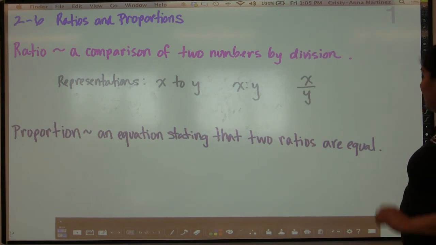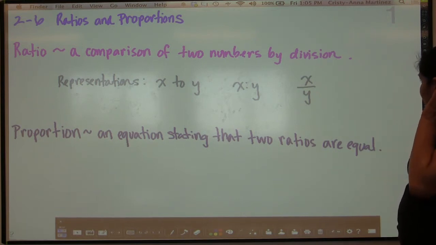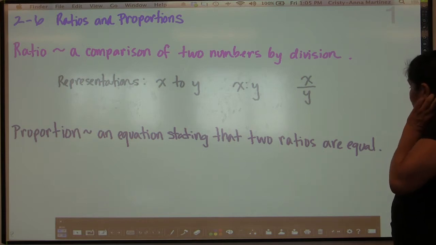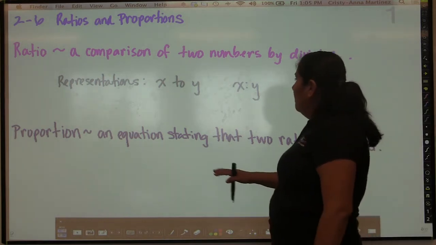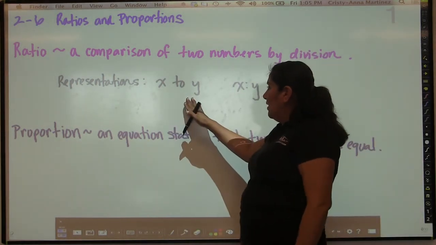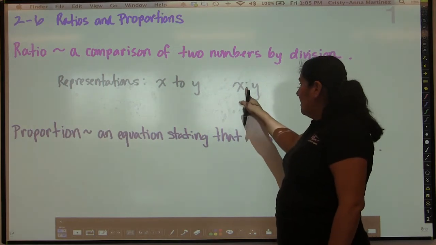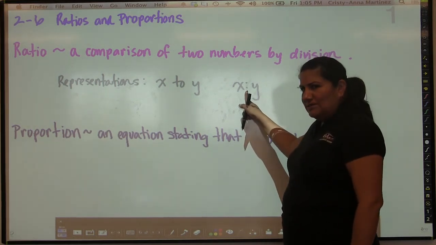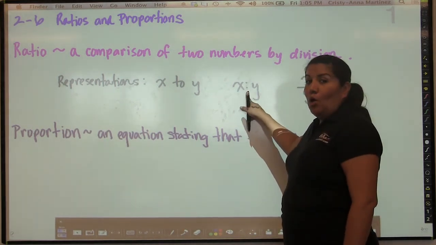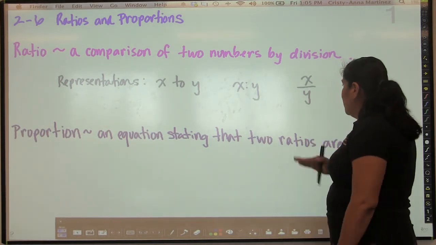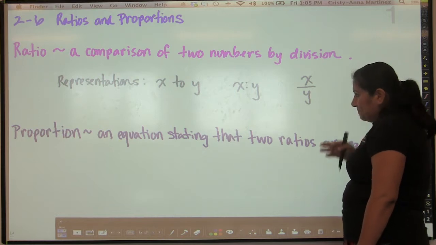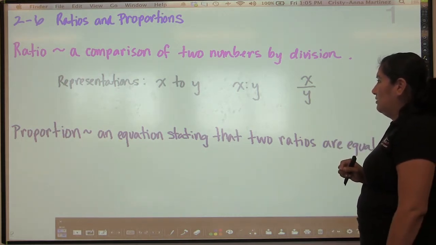A ratio is a comparison of two numbers by division, and we can represent ratios in a couple of different ways. X to Y is one way. X colon Y, it's a colon, not a semicolon. X to Y means the same thing. And of course, division, X over Y. Those are all ways that you can make a comparison of things.